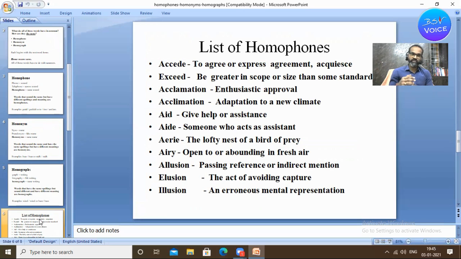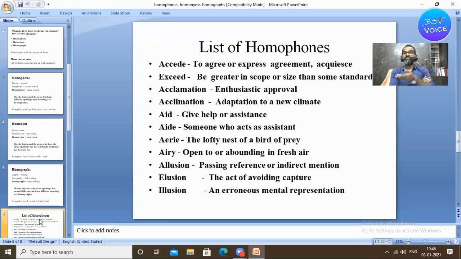Let us see how this homophone has come. Here, acclamation, spelled L-A-M-A-T-I-O-N. Acclamation means enthusiastic approval. The sound is the same but the meaning is totally different. Acclimation means adaptation to a new climate: he acclimated to the new climate.